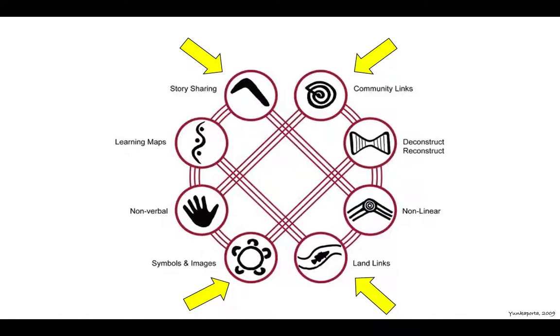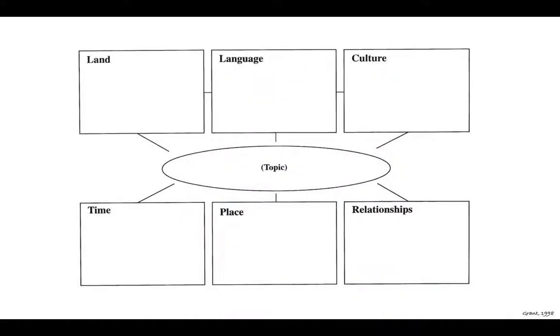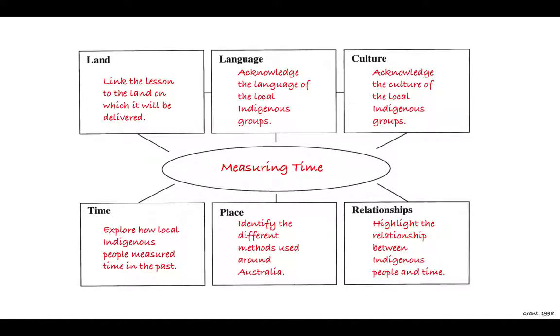Unlike the ED4461 framework, the 8 Ways framework lists Aboriginal pedagogies rather than strategies for planning and teaching. The yellow arrows indicate pedagogies that are used in the mathematics lesson. And finally, Dr. Uncle Ernie Grant's Holistic Teaching and Learning Framework has been used as a guide for planning my lesson in a holistic way. He identifies that Indigenous people have a holistic view of the world, incorporating the links between land, language, and culture. I used the framework as a planning tool, placing measuring time as a topic in the centre and making links to each of the sections.